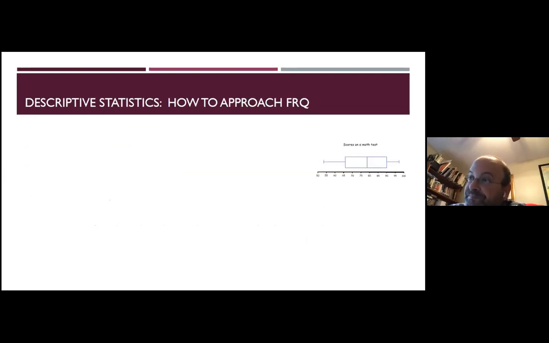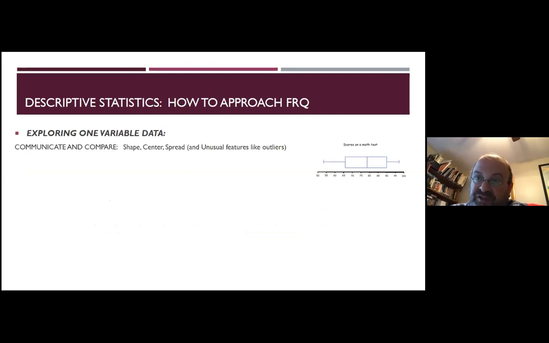Okay, so let's talk about how to approach. We're going to go through the 4 units, and let's talk about how to approach a free response question from the descriptive statistics unit, and then we will look at a question together. Okay, so we're going to look at 1 variable data and 2 variable data, which is to say regression. When we need to communicate with 1 variable data, what do we talk about? This is week 1 of the class. We talk about shape, center, spread, and unusual features.